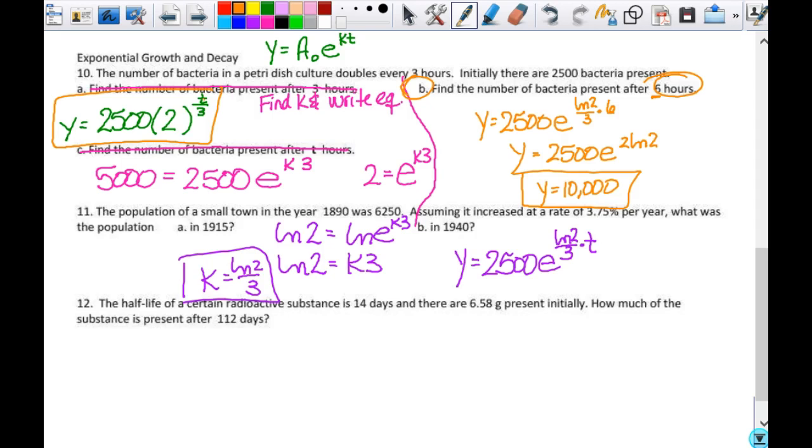So if you're thinking, why didn't I just do it this way? In this particular case, I would suggest doing it this way. But I'm trying to do an example of where you have to find k, because you're going to have to do that on your worksheet. Does that make sense to you? Okay. Questions? We all good? All right. Any questions about any of it?